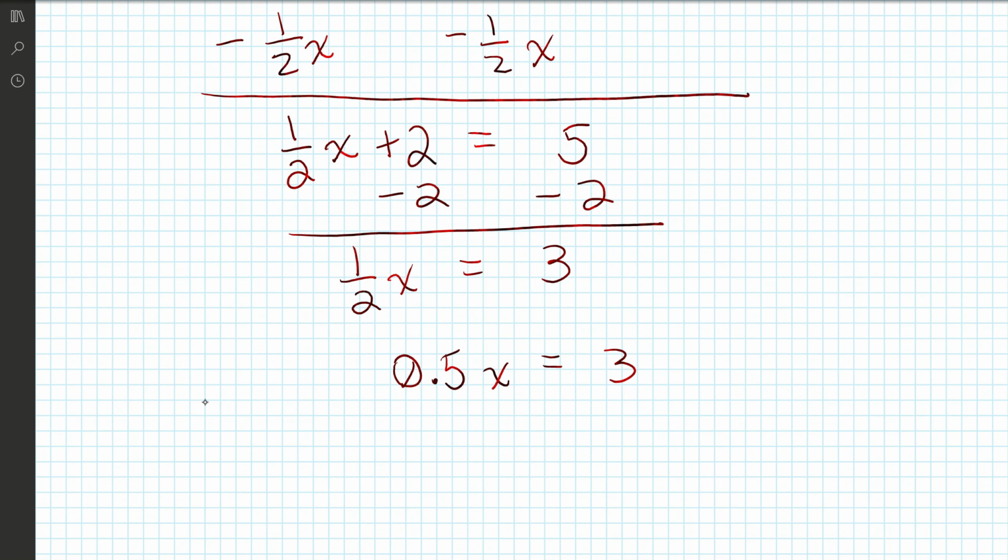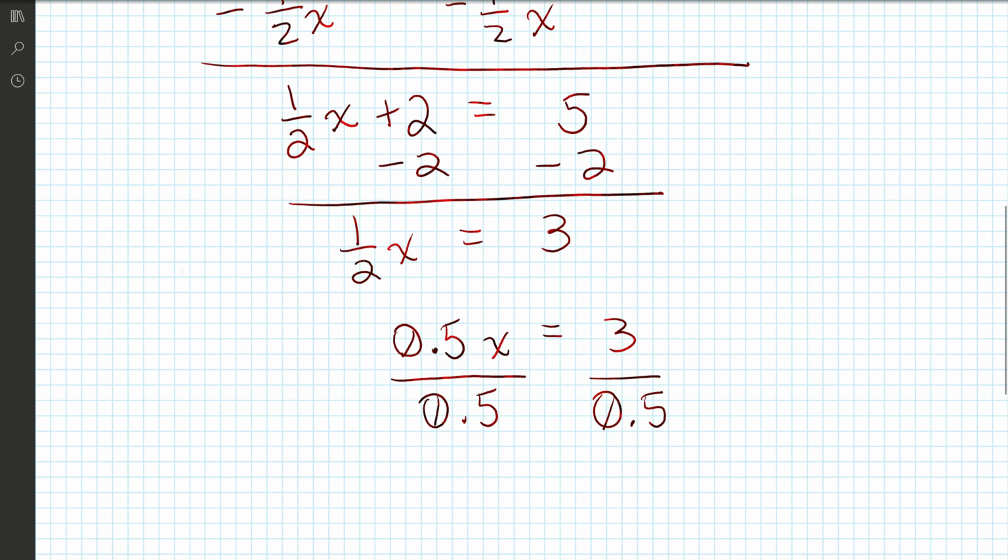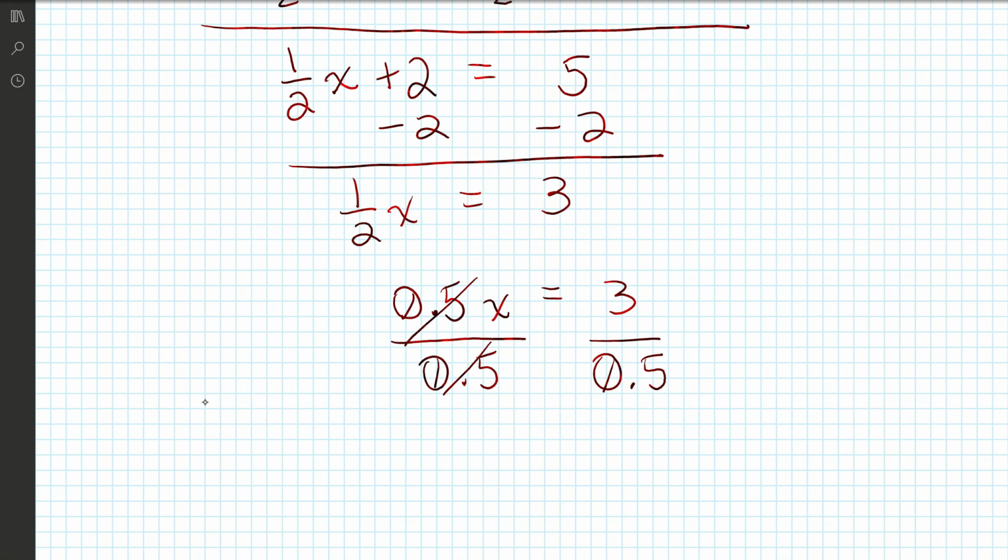Alright, but either way, we have 0.5x equals 3. Now to get x by itself, we look next to the x and see the 0.5 and we divide by it, because between 0.5 and x is multiplication. So I'm going to divide by 0.5. What I do to one side, I must do to the other. Divide that side by 1/2 as well. So then the 0.5's cancel and we're left with x equals 3 divided by 1/2, or 3 divided by 0.5, which gets us 6.